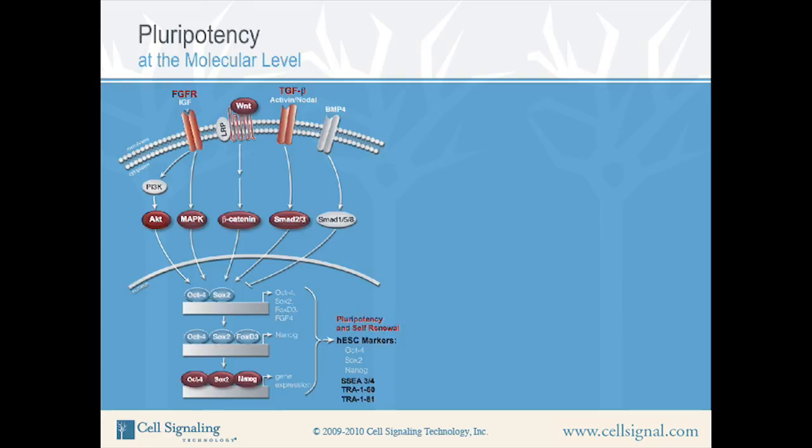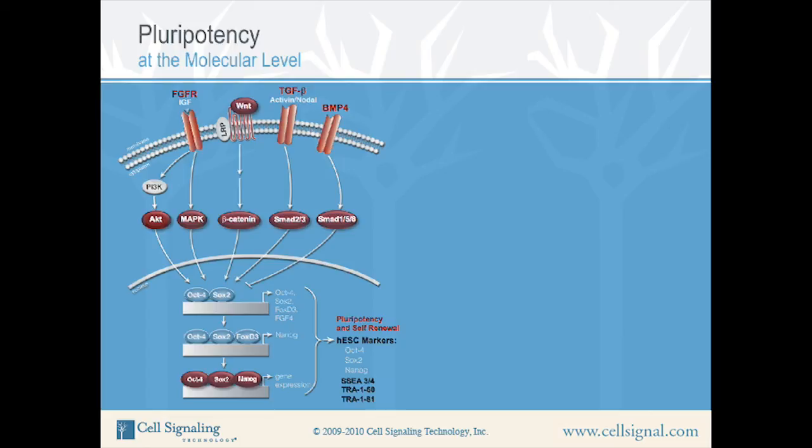Pluripotency and self-renewal are inhibited by the BMP4 pathway, which uses SMAD1, 5, and 8 to block transcription factor expression. The pathway shown is for human cells. Pluripotency in mice involves slightly different upstream signaling, primarily the LIF, leukemia inhibitory factor, and STAT3 pathway, but results in expression of the same key transcription factors.